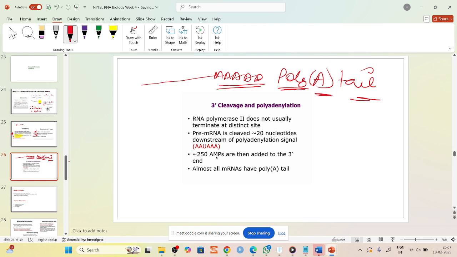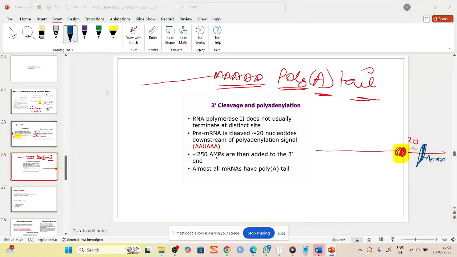So if this is your pre-mRNA, and suppose this is your polyadenylation signal, downstream of this, the pre-mRNA is cleaved approximately 20 nucleotides downstream of the polyadenylation signal. If this is your polyadenylation signal, then approximately 20 nucleotides after it, your pre-mRNA is cleaved. Okay, and then what happens? Many A's are added over here. So like this it happens.